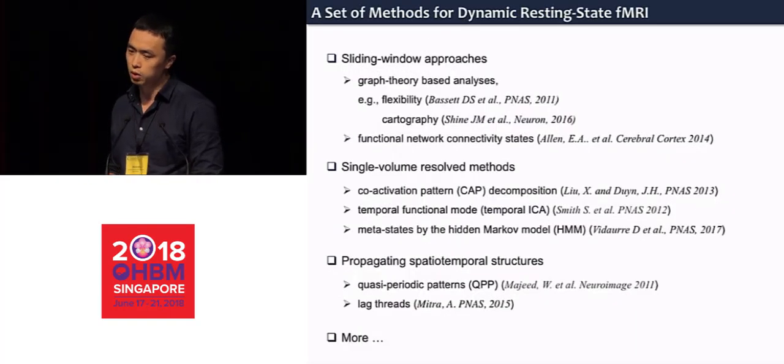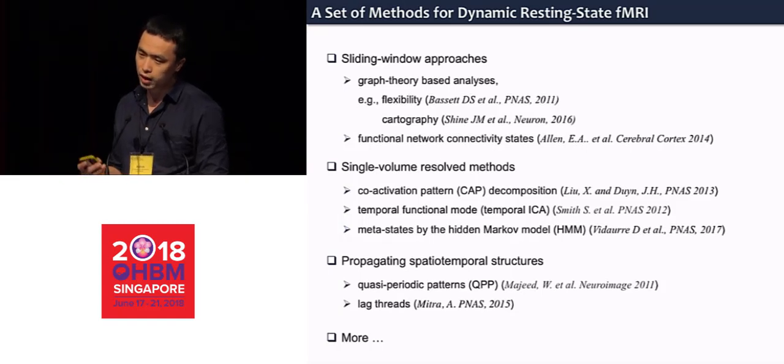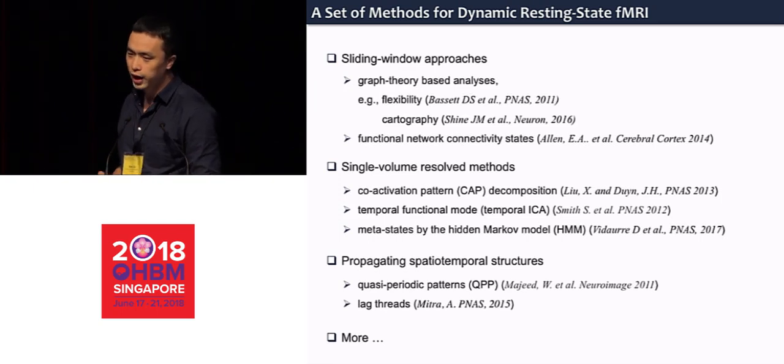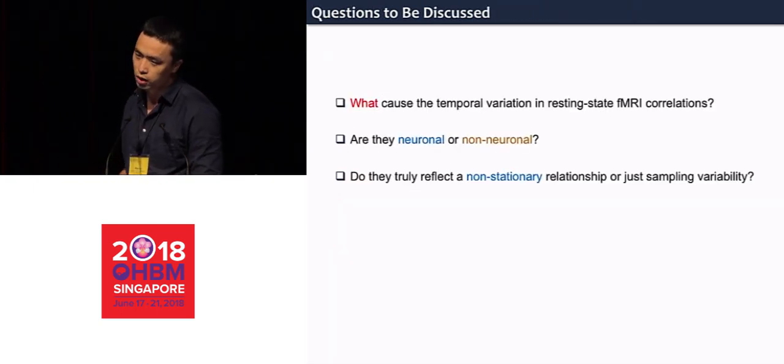That's the reason why, right after that, a set of methods was proposed to understand and also quantify those dynamic resting-state fMRI states. Here are just some examples, but I won't go into the details, because today my talk will focus on three questions. First, what causes the temporal variation in the resting-state fMRI correlation? Are they neuronal or non-neuronal? Do they truly reflect a non-stationary relationship, or are they just due to sampling variability?